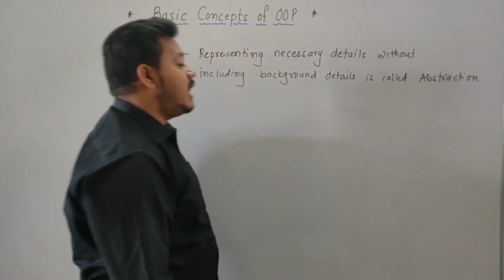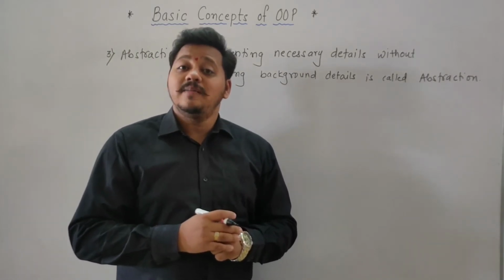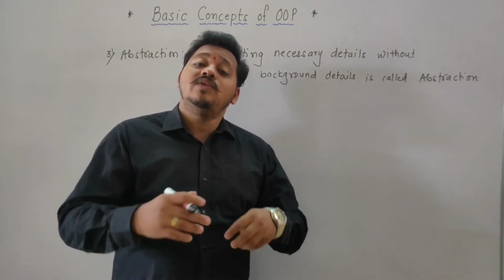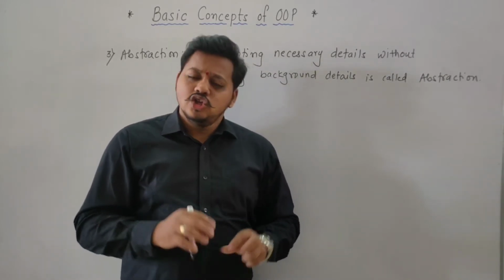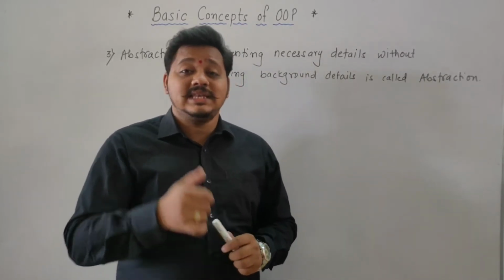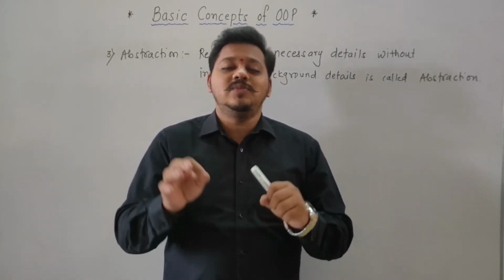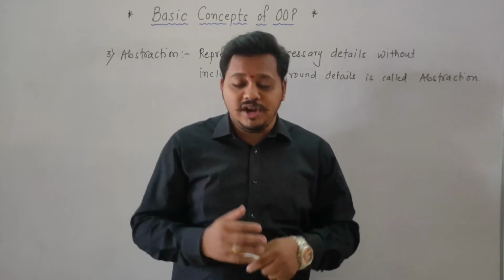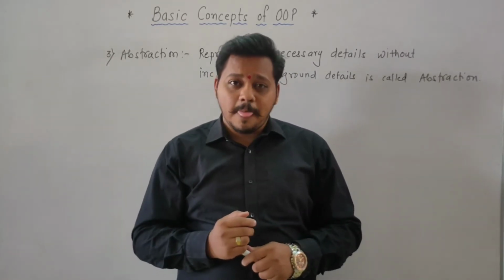So what is abstraction? Abstraction means representing the necessary details without including the background details. This is called abstraction. This is a real life example. I have given the example of TV. Now suppose I want to develop a college management system. Let's take the example of object oriented programming now. What is the concept of abstraction in object oriented programming?